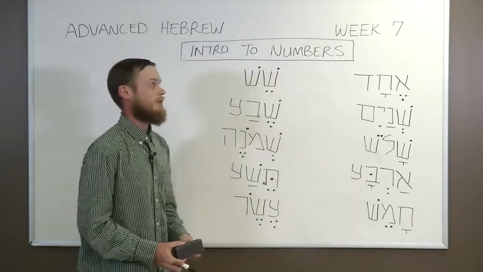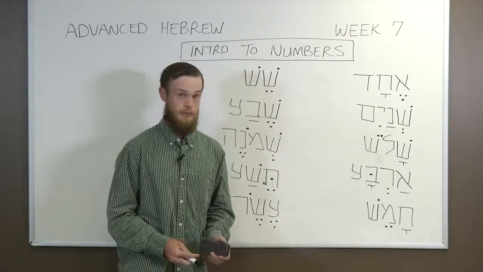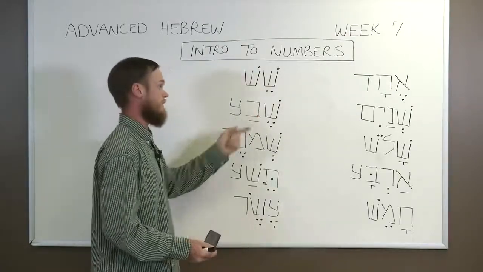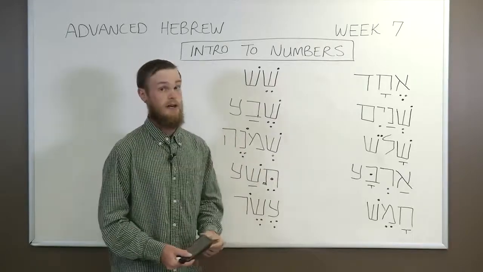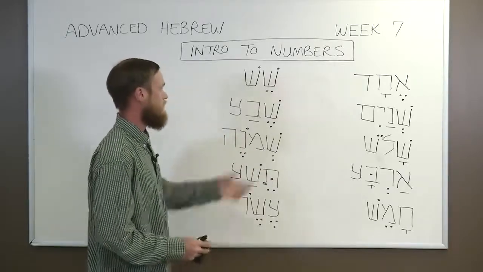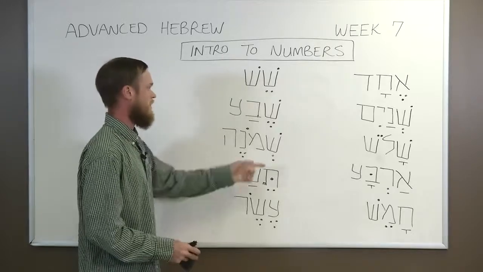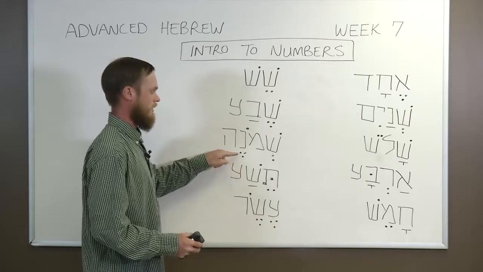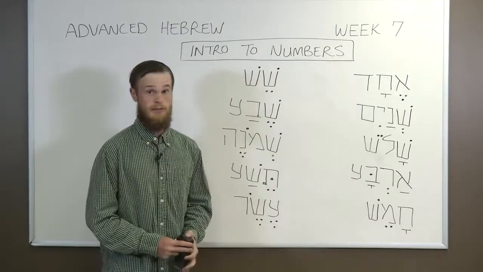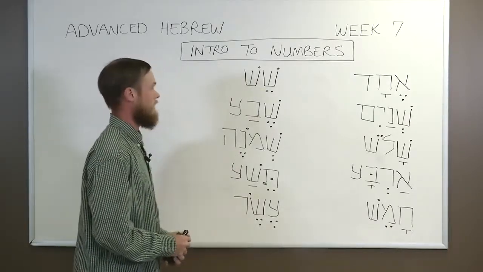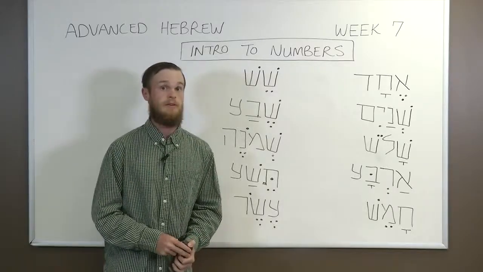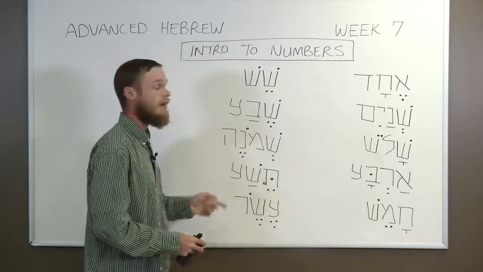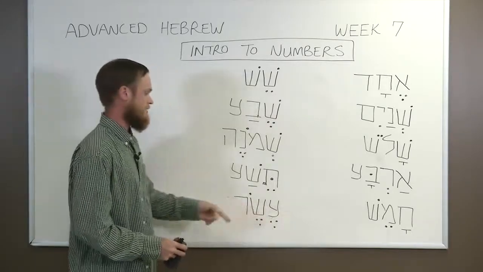Chamesh is 5, and chamisha is 5 feminine. Shesh is 6. Shisha is 6 feminine. Shavang is 7. Probably where we get the name of our number 7 from, Shavang. Shavaga, 7 feminine. Shemone is 8. Shemona, changing the segul to a kametz, is 8 in the feminine. So Shemone and Shemona. All right, masculine and feminine of 8. Teshang is 9. Tishang is 9 feminine. And Eser, 10.